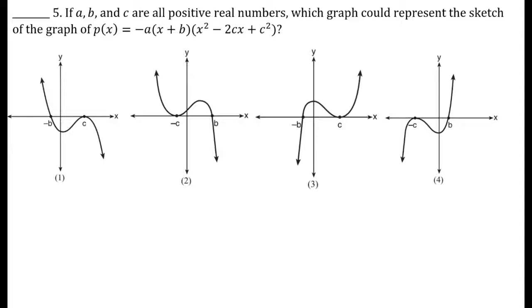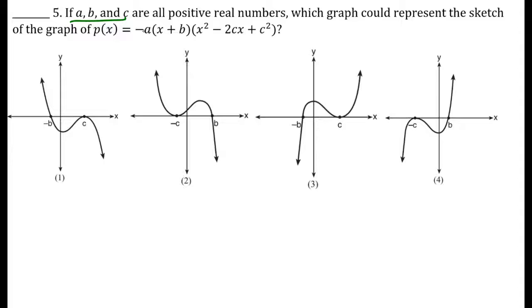5. If a, b, and c are all positive real numbers, which graph could represent the sketch of the graph of p of x equals negative a times x plus b times x squared minus 2cx plus c squared? Some of you did this, and this was probably the best way to answer this question: you picked numbers for a, b, and c, and then saw what the graph would look like on your calculator. I'm going to go through the algebraic way of doing this first, and then I'm going to plug in numbers, and you'll see that the graph looks like the correct answer.